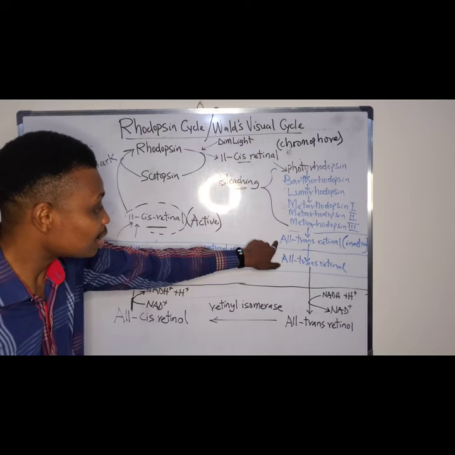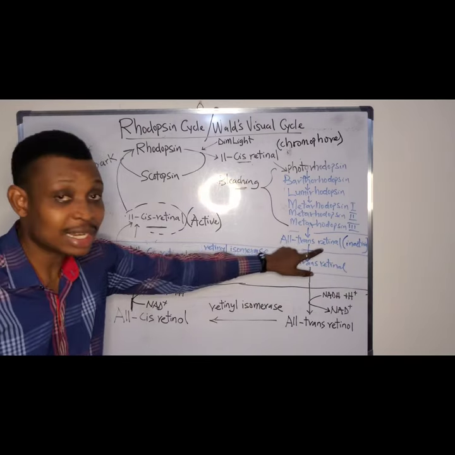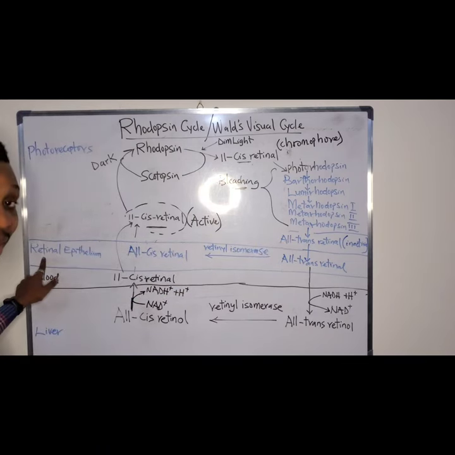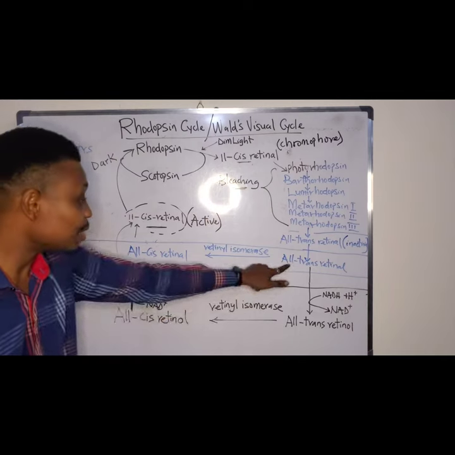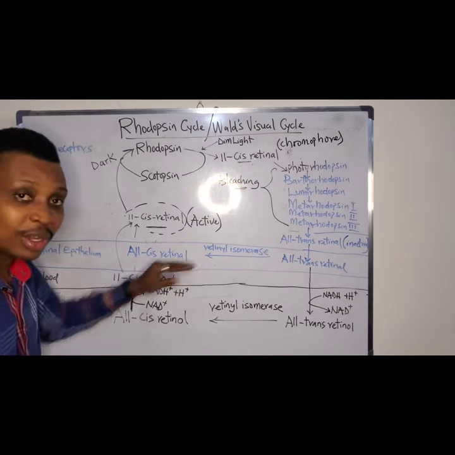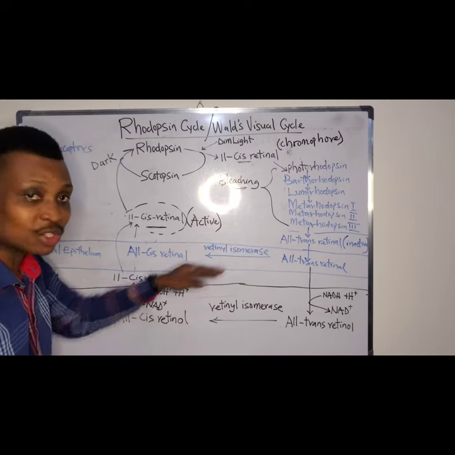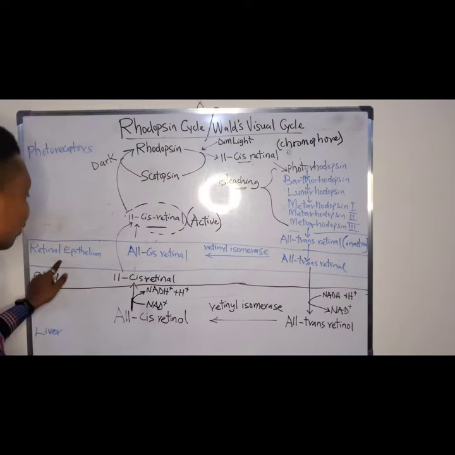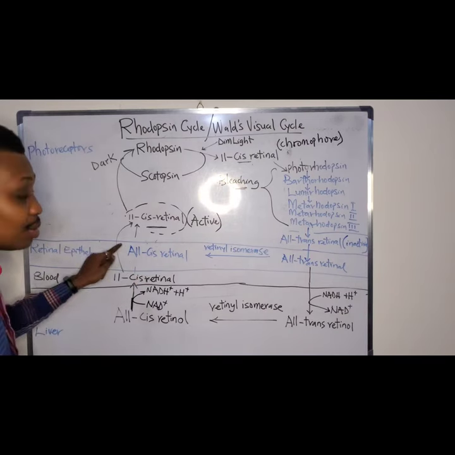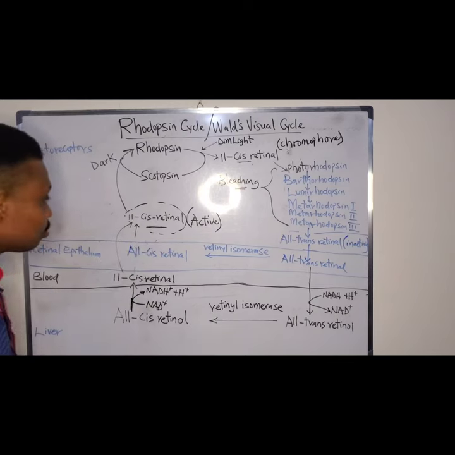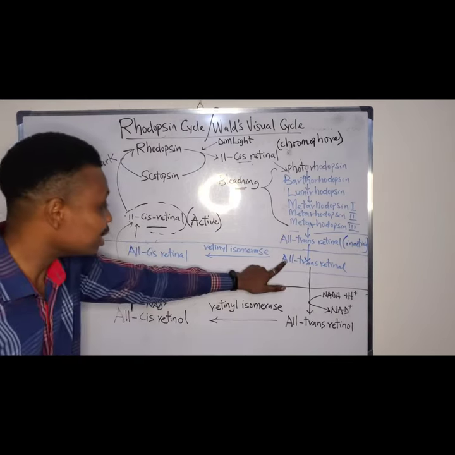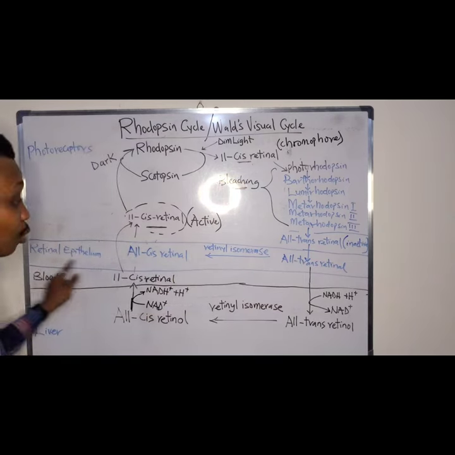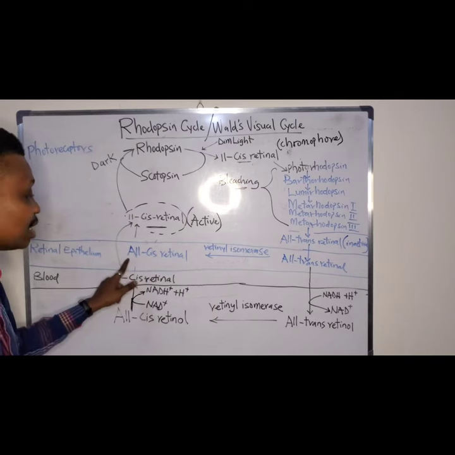So when all-trans retinal is formed, like I said, this is inactive. This all-trans retinal will now move from the photoreceptor into the retinal epithelium. In the retinal epithelium, it will undergo a process of isomerization catalyzed by retinyl isomerase to form all-cis retinal. Now, this all-cis retinal from the retinal epithelium can go back into the photoreceptor to form 11-cis retinal. However, not all the all-trans retinal in the retinal epithelium was converted to all-cis retinal.